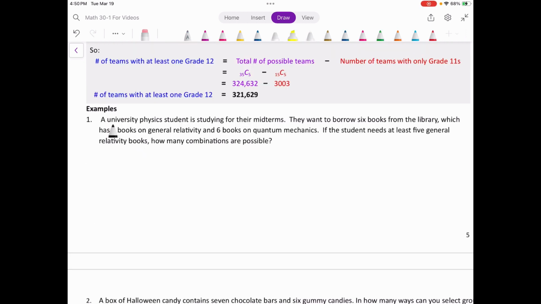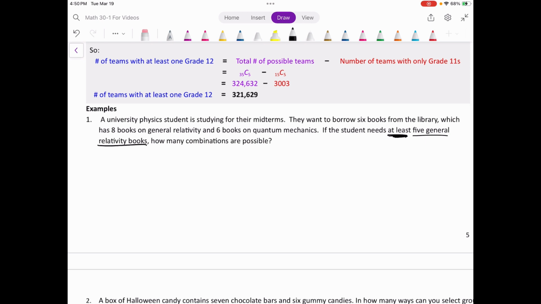All right, so a university physics student is studying for their midterms. They want to borrow 6 books from the library, which has 8 books on general relativity and 6 books on quantum mechanics. If the student needs at least, okay, so at least right away I'm thinking there might be more than one case that we have to consider. Okay, they need at least 5 general relativity books. How many combinations are possible?